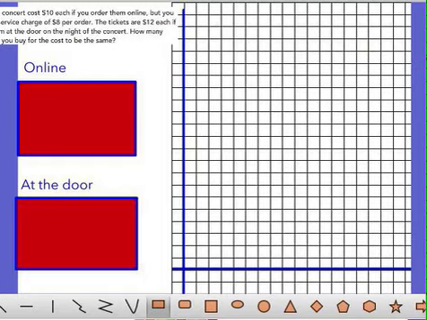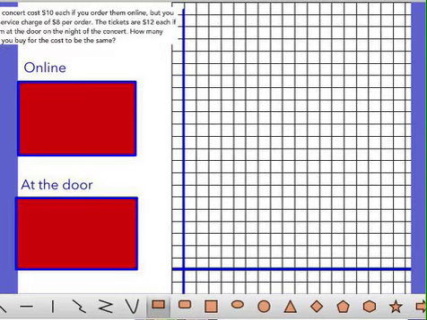Here we have a word problem. Tickets for a concert cost $10 each if you order them online, but you must pay a service charge of $8 per order. The tickets are $12 each if you buy them at the door on the night of the concert. How many tickets must you buy for the cost to be the same? We will start with the online.